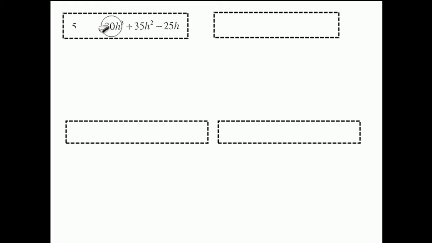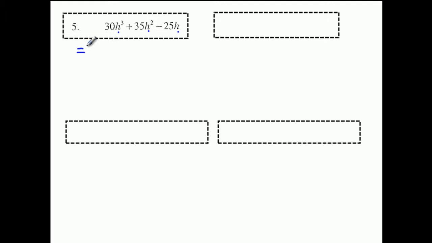A look at a few more questions. So number 5, 30h cubed plus 35h squared minus 25h. Start by trying to pull out a greatest common factor, and it looks like we can pull out a 5 from each of these. These numbers are each divisible by 5. We can also pull out an h because each of these terms has at least one h in it.